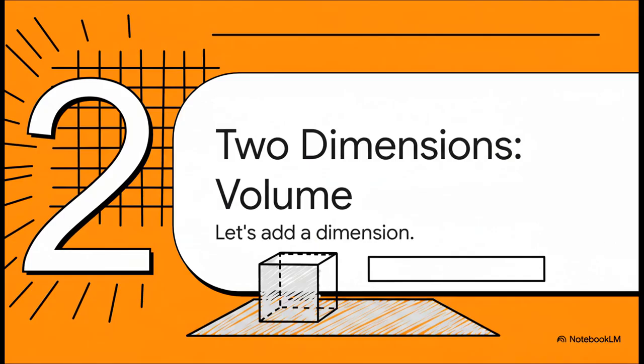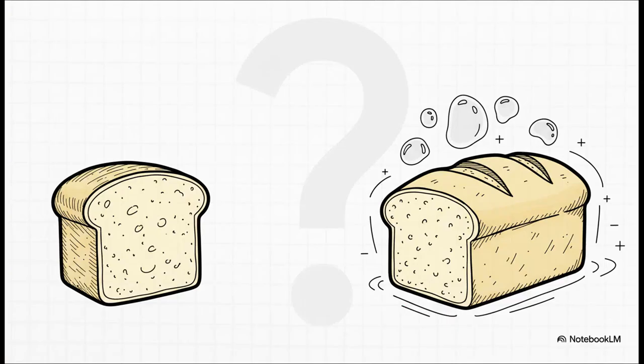Okay, so let's build on that foundation. Welcome to Section 2. We are officially adding a dimension. We're moving from a line on a page to a flat surface, like a tabletop or a floor. So back to our bread analogy. One slice is great, but what about the whole loaf? The top crust isn't a straight line, it's a whole curved surface. How in the world do we find the volume of the entire loaf of bread?